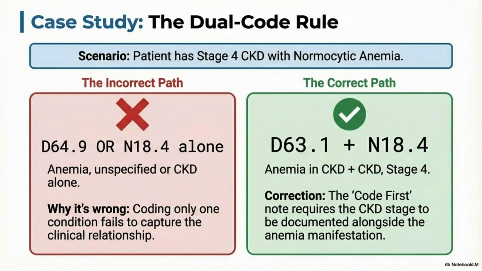Another example includes a patient with stage 4 CKD and normocytic anemia. Coding only D64.9 or only N18.4 would miss the clinical relationship between the two conditions. As the document explains, the code first note requires the CKD stage to be documented alongside the anemia manifestation. The correct coding is D63.1 plus N18.4, which captures anemia in CKD and the specific CKD stage. This example reinforces the importance of pairing the underlying condition with the anemia to tell the full clinical story.